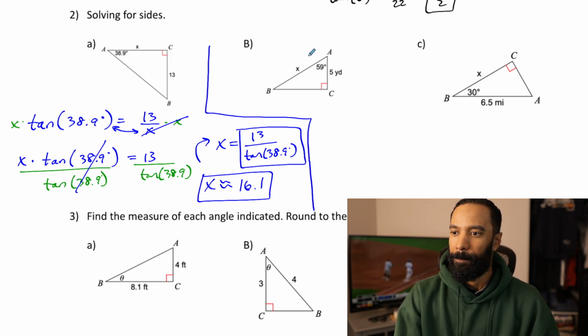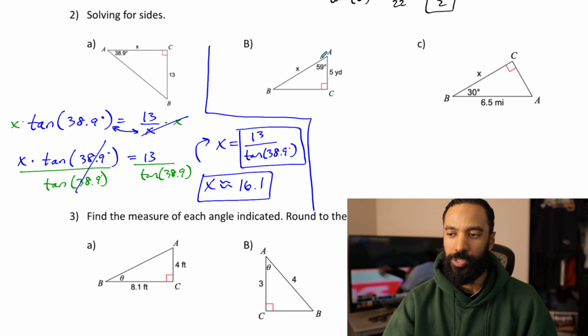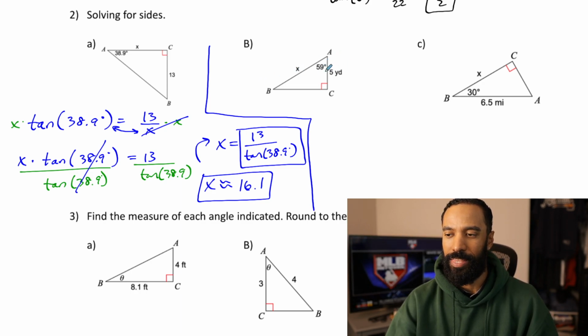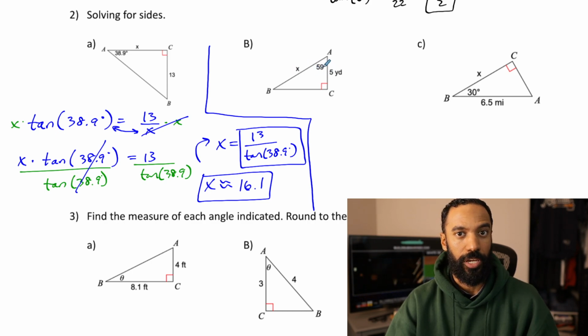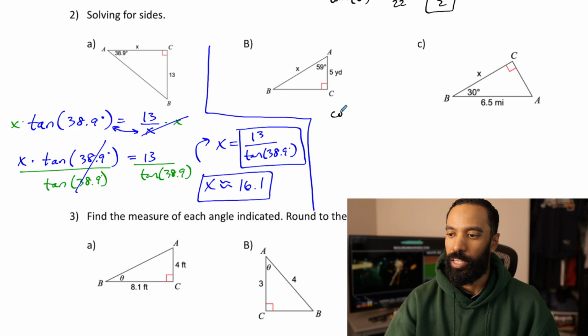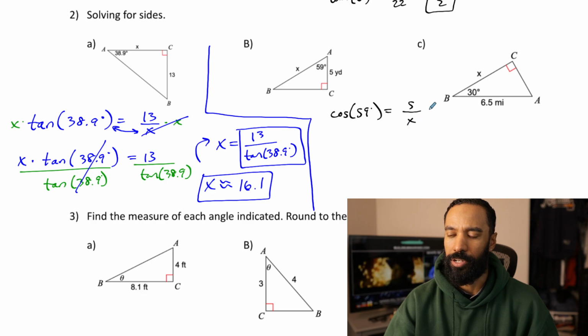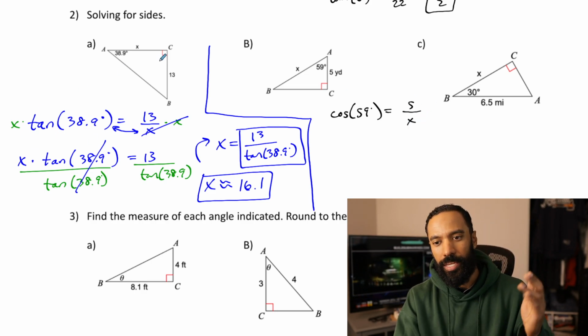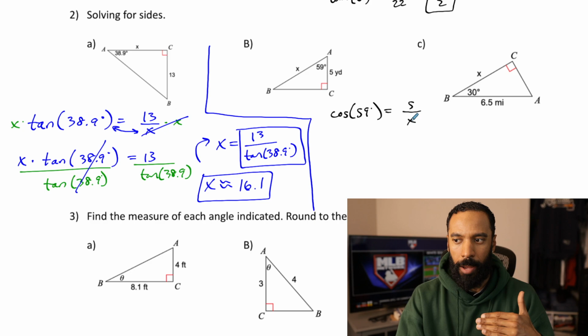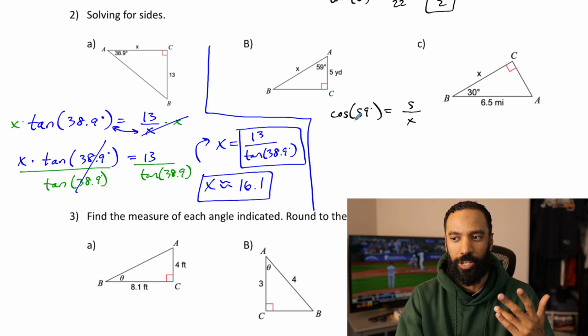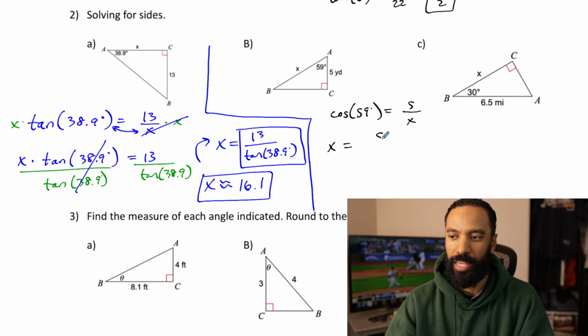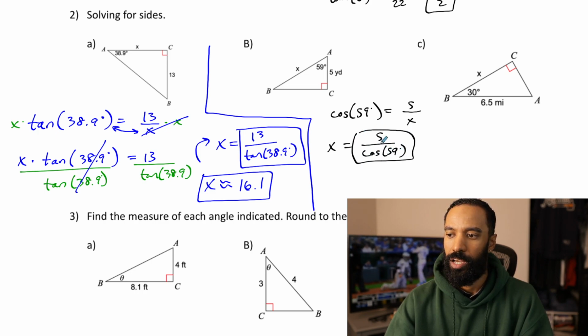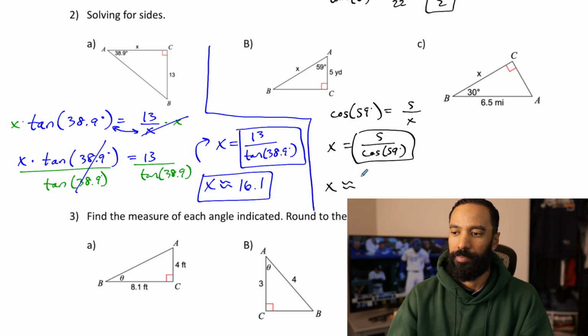Part B. I need this hypotenuse, and I have the leg adjacent to my 59. Adjacent and hypotenuse is a cosine. I'm going to take the cosine of 59 degrees, and I get the adjacent over hypotenuse. This is like the other problem when it comes to x being in the denominator. The ultimate result is x and cosine of 59 will switch places. So I'm going to write that. X is 5 over cosine of 59 degrees. There's my exact.